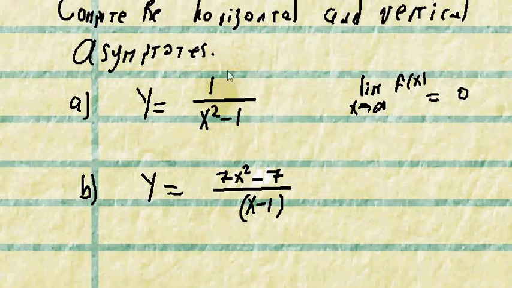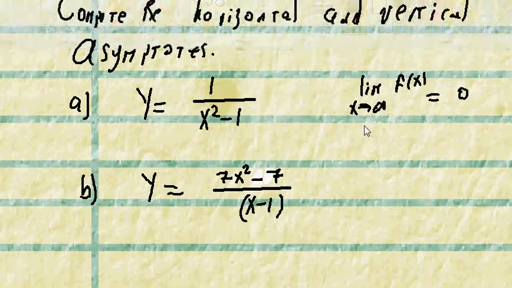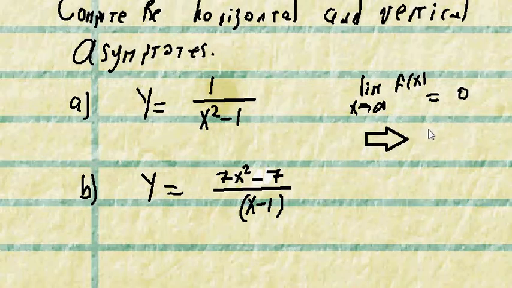So this implies right away that the horizontal asymptote is y equals 0. Okay, so I am done with the horizontal asymptote.